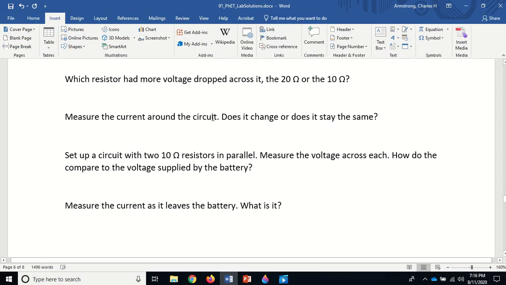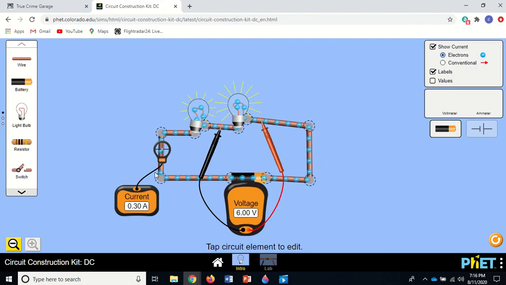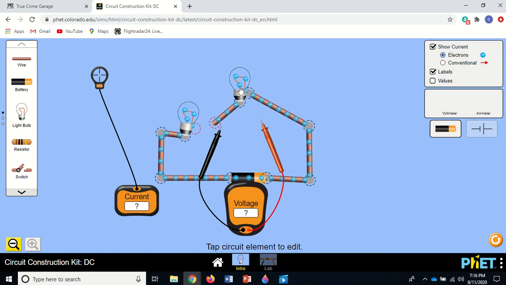Okay, measure the current. Does it change or does it stay the same? It went down from what it was. But around the circuit it stays the same. It's still going to be 0.3 amps everywhere around the circuit. Okay, now we want to put these guys in parallel. Let me click here.